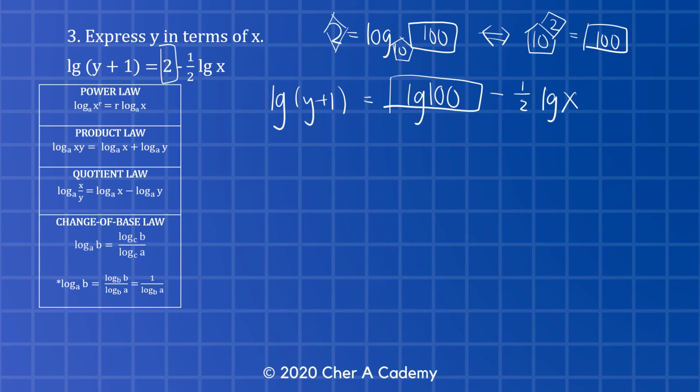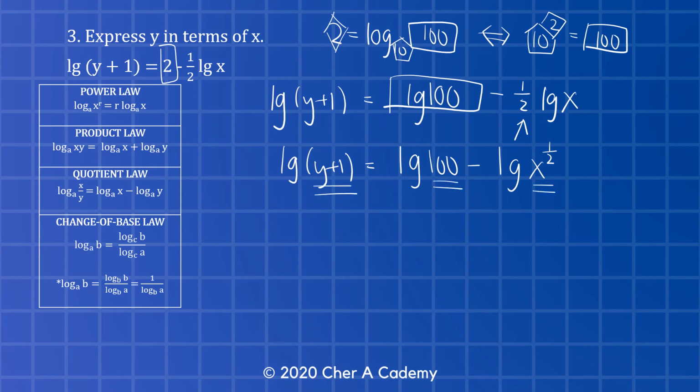Okay, so here my half is outside, in front of my log, so I'm going to shift it into the log. So common log y plus 1 equals to common log 100 minus common log x to the power of half. This is the power law. So then I have y plus 1 here, I have 100 here, and I have x to the power of half here. Okay, and all of them share the same log, which is the common log.